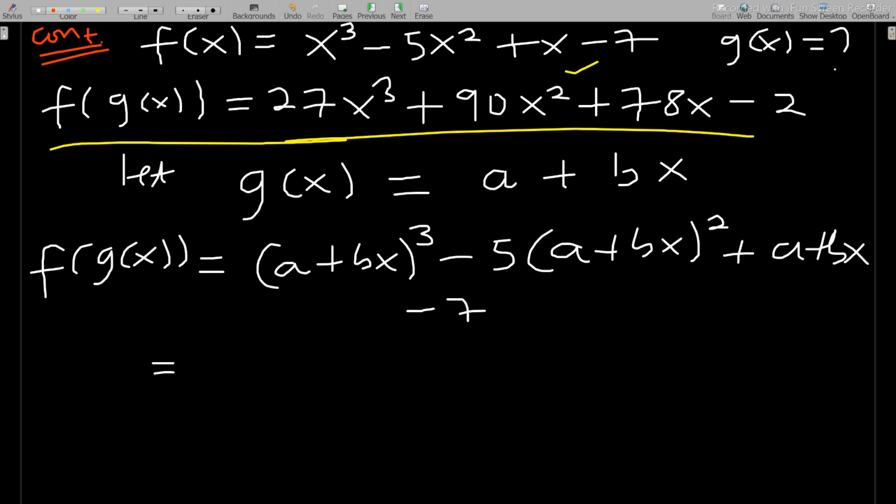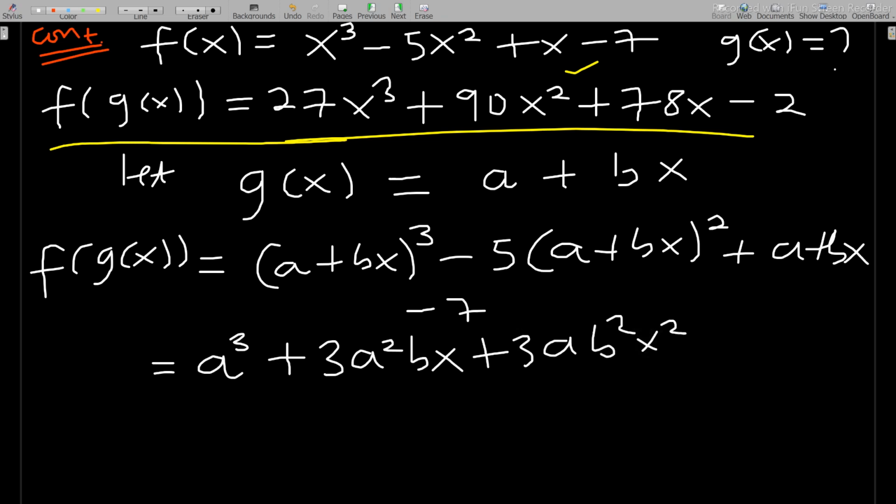So now I'll have to cube this. When I cube the first one, I'm just coming to cube it straight. I know you know how to go about it. I'll get a cubed plus 3a squared bx, then plus 3a b squared x squared, and plus b cubed x cubed. I hope you understand this. Now minus 5 into, I have to square this bracket.